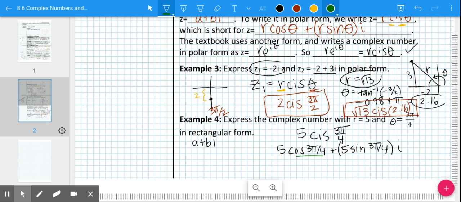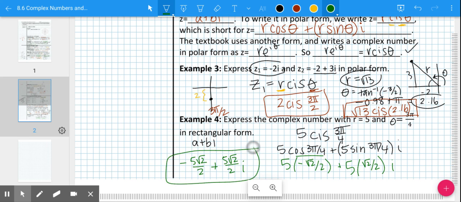I can evaluate. Cos of 3 pi over 4 is a negative root 2 over 2. Sine of 3 pi over 4 is a positive root 2 over 2. And that's your answer. I'm going to write it at the end as negative 5 root 2 over 2 plus 5 root 2 over 2 i. The way it's written to the right is also perfectly fine.